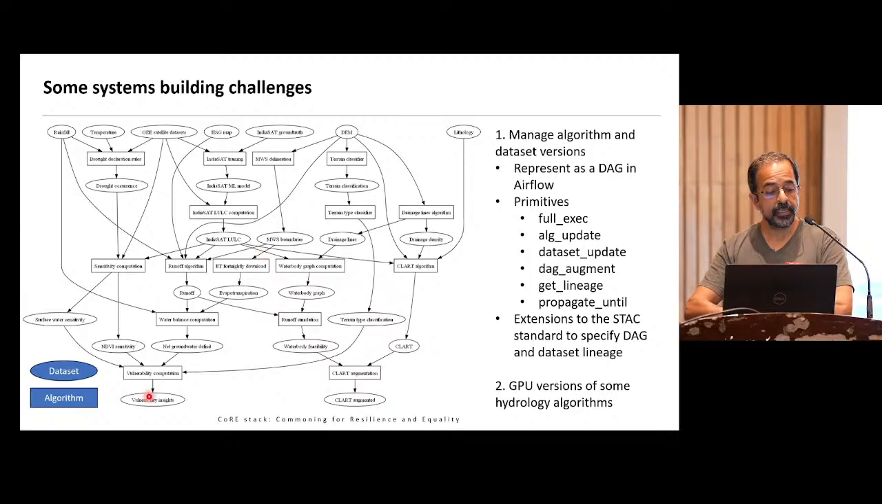So all dependencies can be handled, right? We're building these primitives so that if you update an algorithm, or update a data set, or augment the DAG and add more stuff to it, everything stays consistent. And for any data set, you can get the lineage: where did it come from, and so on. Likewise, there are many efficiency improvements. We saw some nice talks about using CuPy, and we need exactly those kinds of things because some of these things are very compute intensive. So we're also making GPU versions of some of the algorithms.